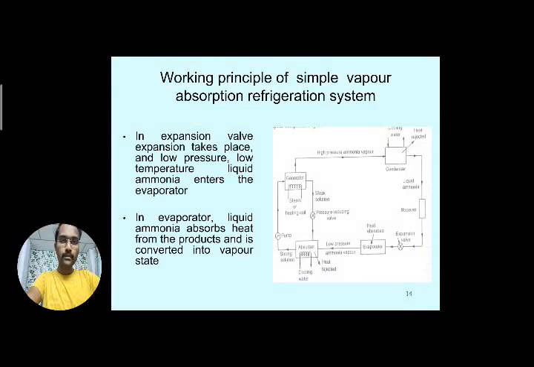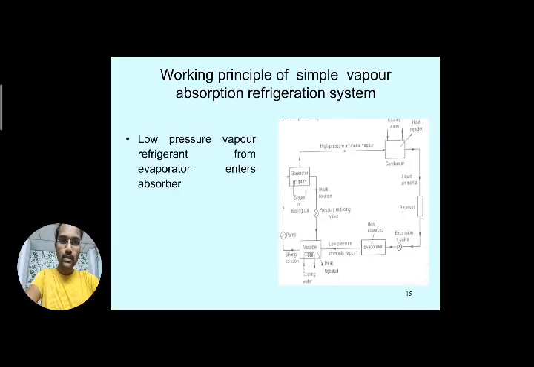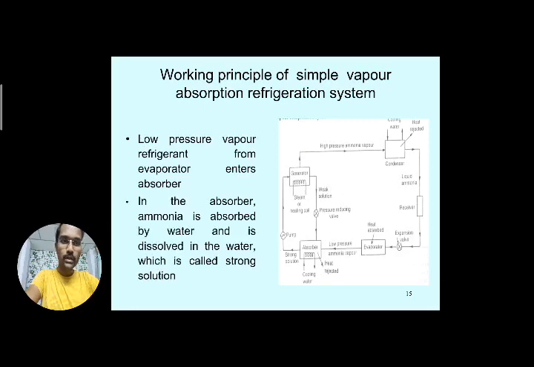Next, the low pressure ammonia. Observe here, the point is before the absorber. Remember this point, it's very important. Low pressure ammonia vapor. Now it has to enter into the absorber. So the low pressure vapor refrigerant from the evaporator enters into the absorber. The same point I have discussed.